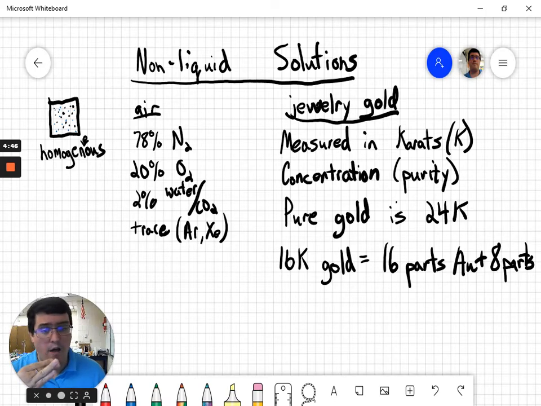Yellow gold often has mostly copper added to it. If you add a lot of copper, it becomes this red gold kind of thing. What's really weird is nowadays you're starting to get this gray gold that's got palladium mixed into it.